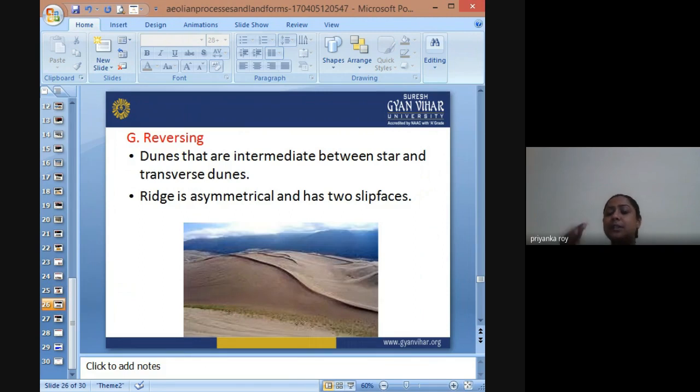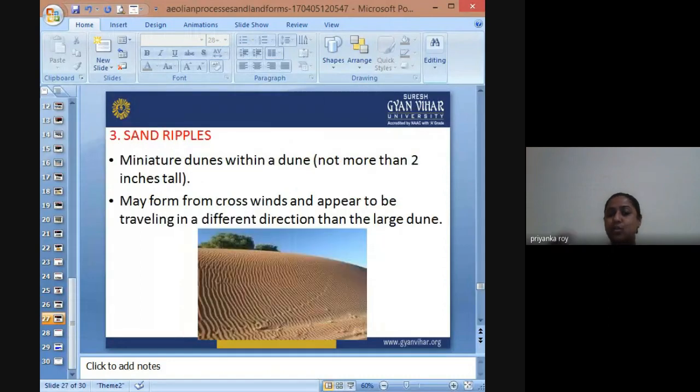Reversing dunes are an intermediate between the transverse dune and the star dune. So go back to the picture of the transverse dune, where you have small ripples on the surface of the sand, and there is a star dune also. It will have a larger shape, a star-like structure where small transverse-like patterns of sand deposits will appear. The ridge is asymmetric and has two faces.